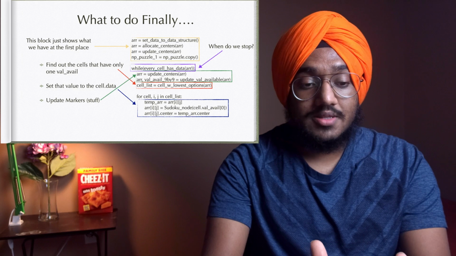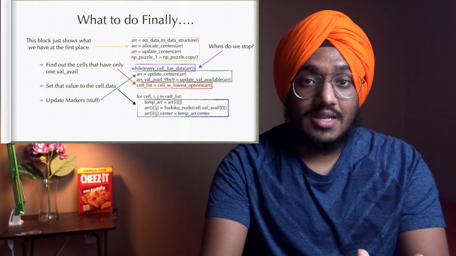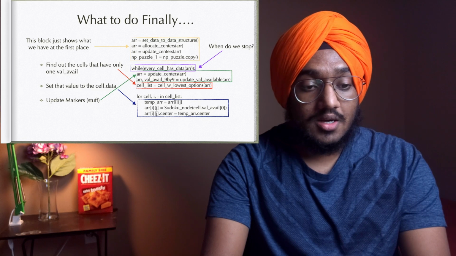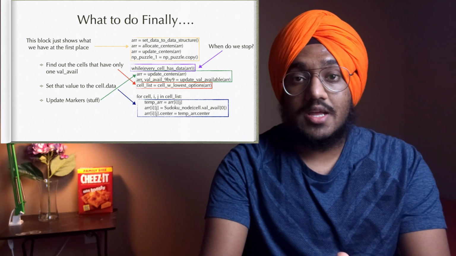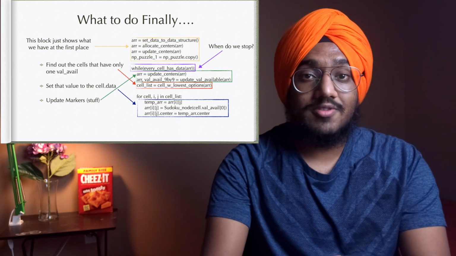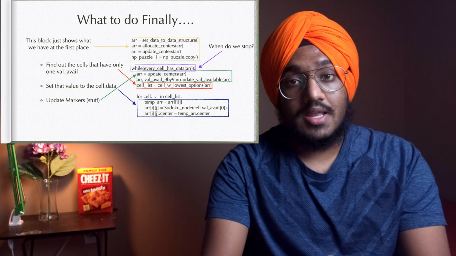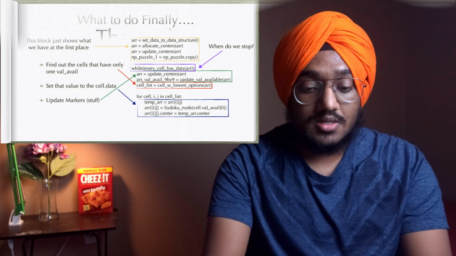Otherwise, we go and update the centers, find out what values are available, put that into the avail list, and then find out whichever cell has just one option left. Whichever cell has just one option to be filled in, we put that in, and finally we go over it again and check. So that's how it works.